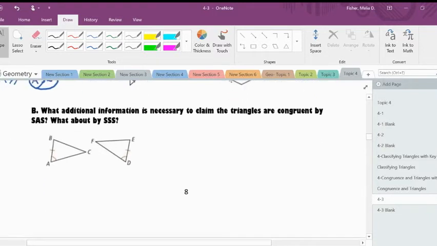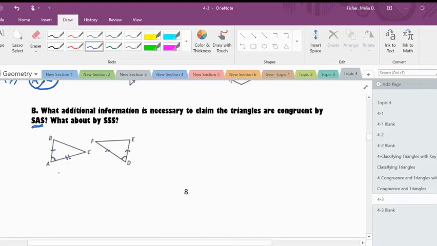Part B, what additional information is necessary to claim that the triangles are congruent by side, angle, side? And we're going to start with that question. So at this point, we have this side and this angle congruent. In order to be side, angle, side, we need the side on the other side of the angle. So we would need this one and this one.